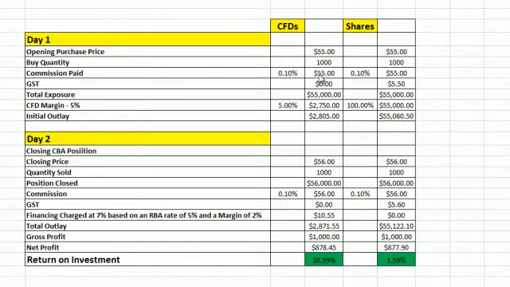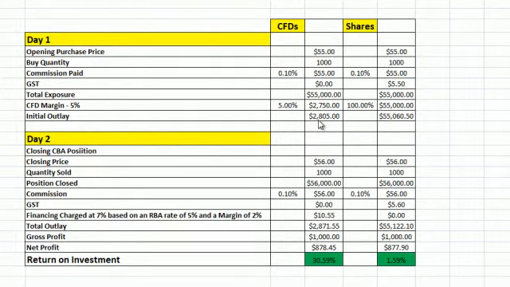So 0.1% for both shares and CFDs means it's $55 commission. No GST applicable on CFDs, whereas the GST applicable for the share trade is $5.50. Total exposure for both traders, again, note that it's exactly the same. We both have $55,000 exposure to CBA in the market. CFD margin for the CFDs is 5%, so only an outlay of $2,750 for that $55,000 position, but the full notional value has to be outlaid for a share trade.